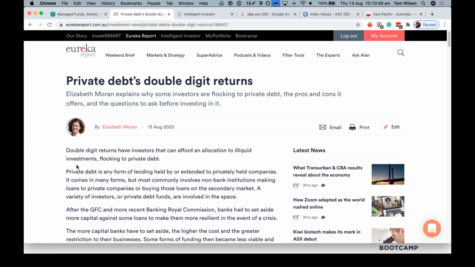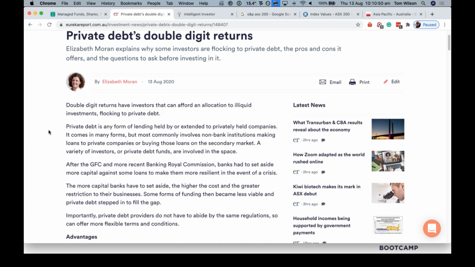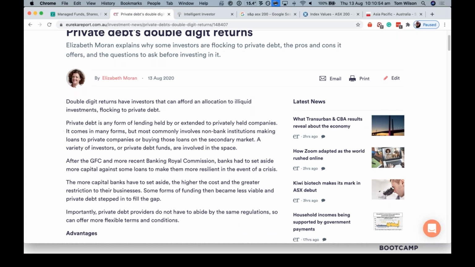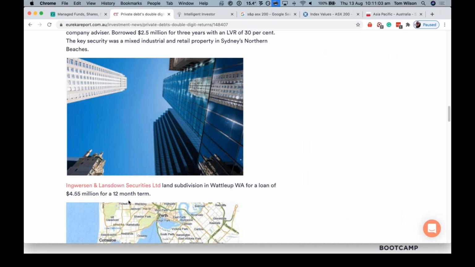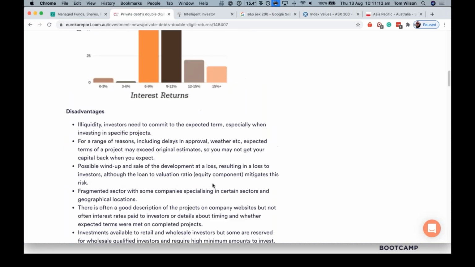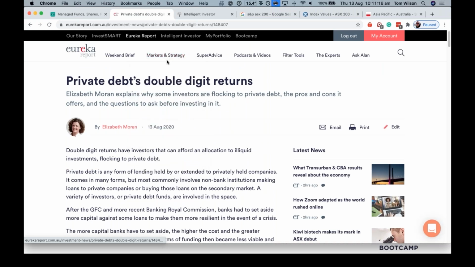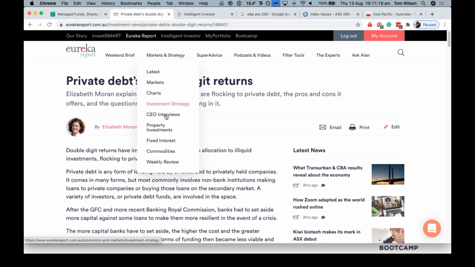Elizabeth does go through this in a lot of detail, which is really good. She talks about the risks, the advantages, disadvantages. Private debt, it's usually investing to private companies. So, for example, she gives examples here talking about different companies that are doing property development in different states. And you could consider something like this, but there's others at the top here, markets and strategy, and the experts here talk about property, fixed interest, commodities, and just markets in general as well.